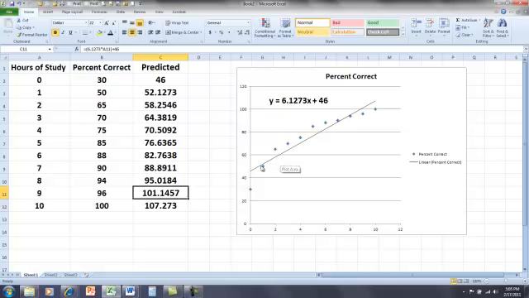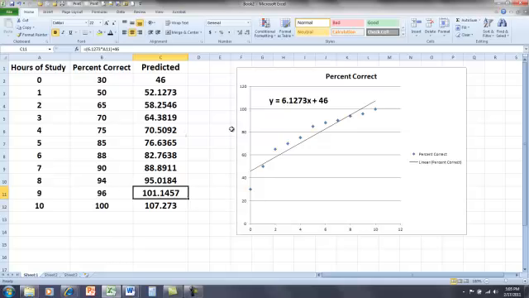So as you say, okay, if you do nothing at all, you're going to get a 46 on your final exam. What will I get if I study 1 hour? Well, add 6.12 to 46, you get 52. Well, what if I study 4 hours? Well, 4 times 6 is 24, plus some change, you're going to be about 70 and a half.